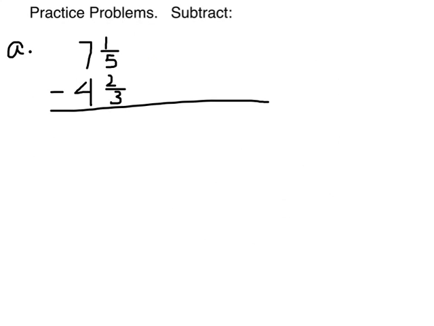Okay, so let's go ahead and work on our practice problems. And we're going to get a common denominator here first. 5 and 3, well that would be 15. 5 times 3 is 15, 1 times 3 is 3. 3 times 5 is 15, so 2 times 5 is 10. Now I have a little situation here. I know that I cannot subtract 10 from 3. So what am I going to have to do about that?